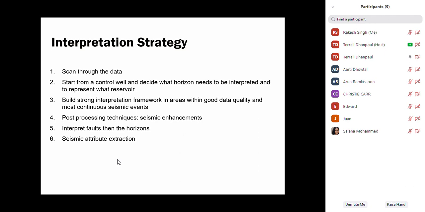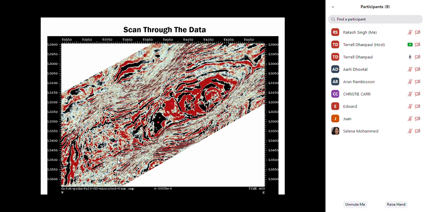So let's go on. All right, so what do you see here? Anybody? What is this? Seismic. Seismic, right? Good. What type of view? Plan view. Yeah, plan view, but it's written there. It's a time slice.